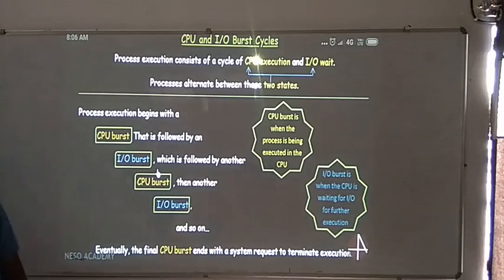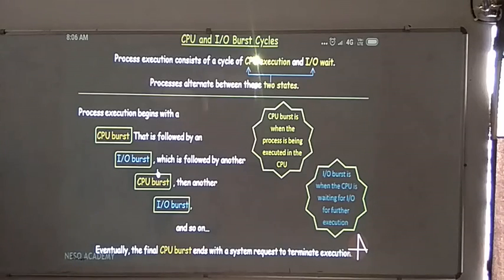In our previous lecture we started the concepts of CPU scheduling. In that we saw what is a program, what is a process, what is a job, and what is job scheduling, and the long term scheduler, short term scheduler, and medium term scheduler. These we have seen in our previous lecture.